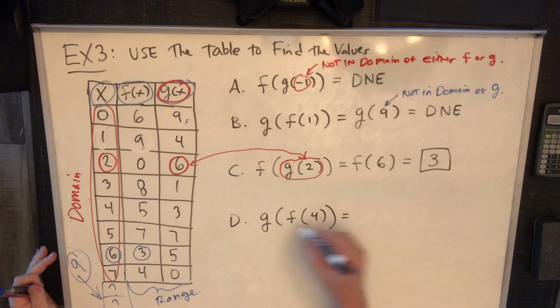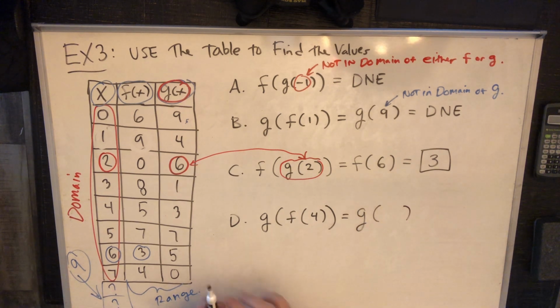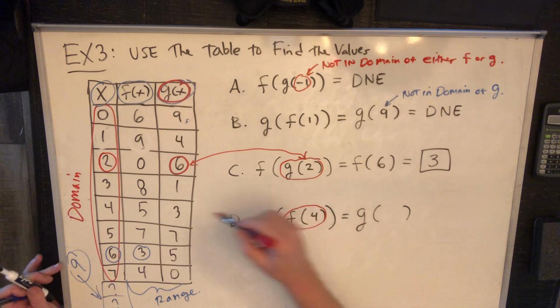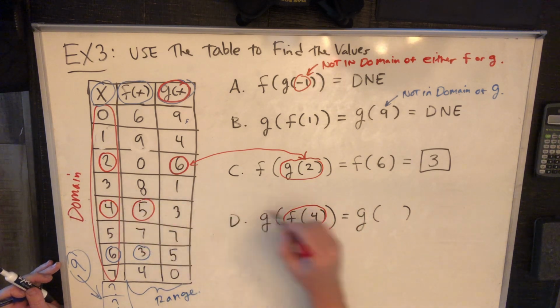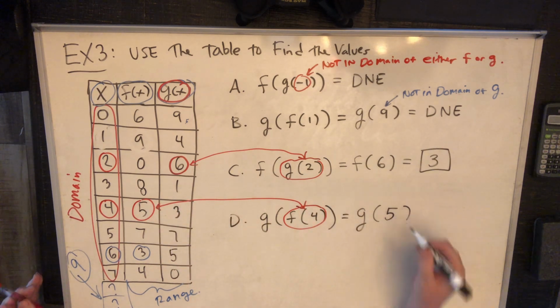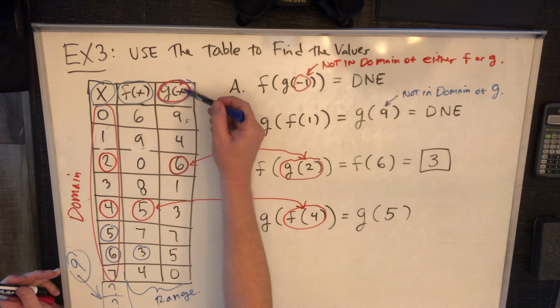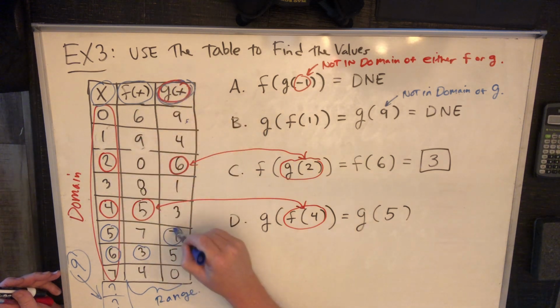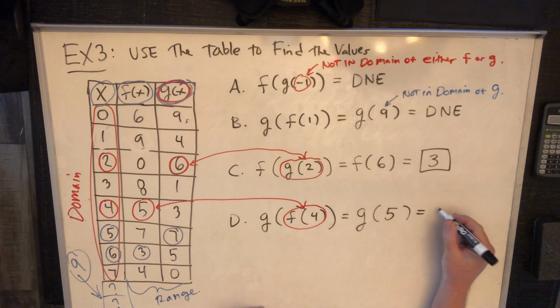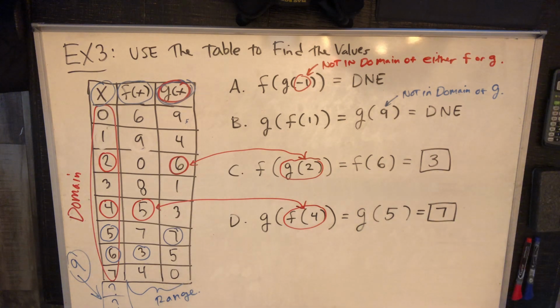Similarly, for the last part, this time it's g after f. So f goes first. Let's figure out what f of 4 is. F of 4 is 5. So now we're evaluating g of 5. Come over here. G of 5 is now 7. So we're running into some domain issues here, and that's intentional.